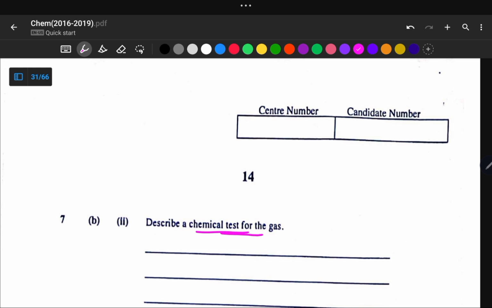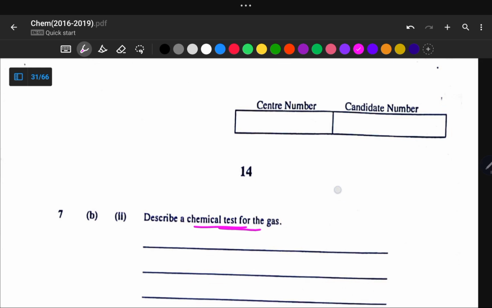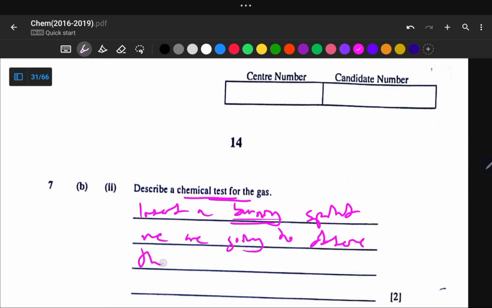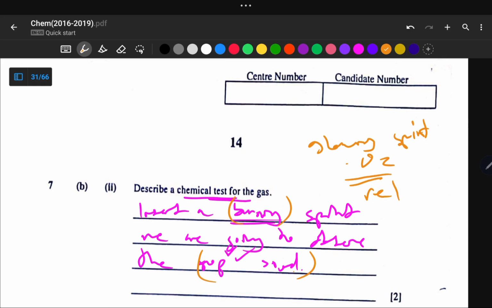To test for the gas, we are going to insert a burning splint. It's a burning splint for hydrogen and a glowing splint for oxygen. We insert a burning splint and observe the popping sound. Hydrogen burns with a popping sound. You must underline these terms: popping sound and burning splint. A glowing splint is for oxygen, and oxygen relights a glowing splint.